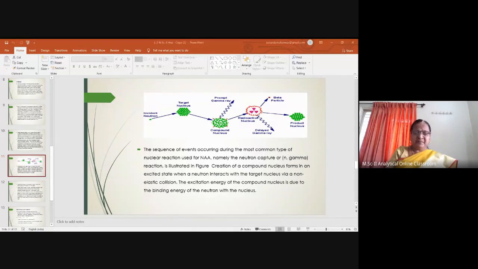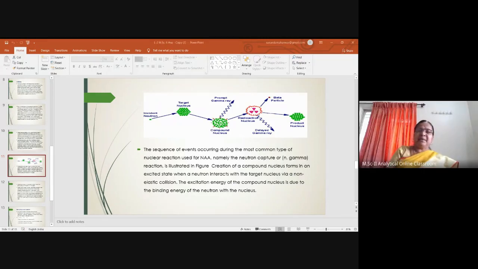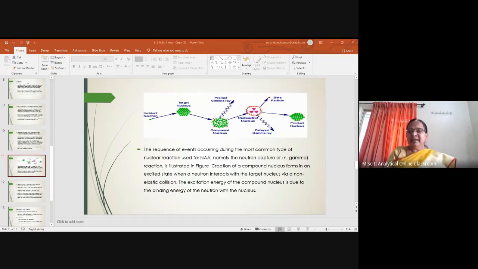Anupama, what is elastic collision? Kinetic energy of both the bodies remains the same. There is no loss of energy. And non-elastic collision? There is loss of energy. Good.